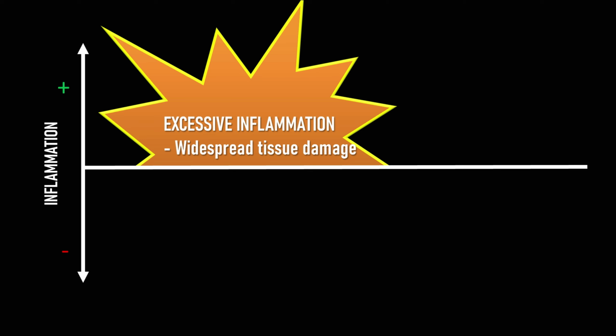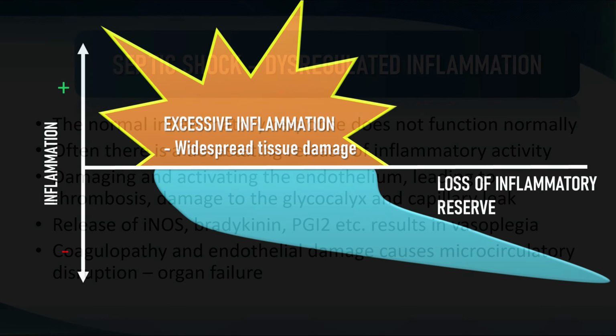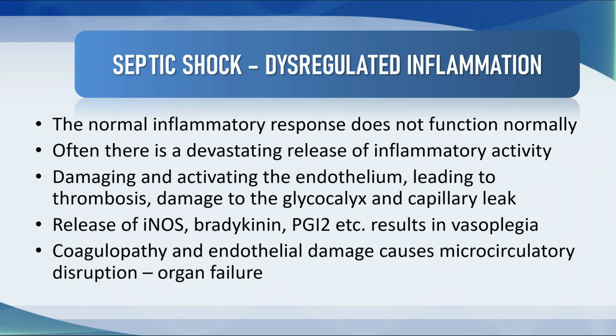But the thing is, when you have this huge amount of inflammation, there is a devastating loss of inflammatory tissue and a loss of inflammatory reserve. And as a consequence of that, the patient is subsequently a sitting duck for secondary and tertiary infections. So septic shock should be seen as dysregulated inflammation. The normal inflammatory response does not function normally.